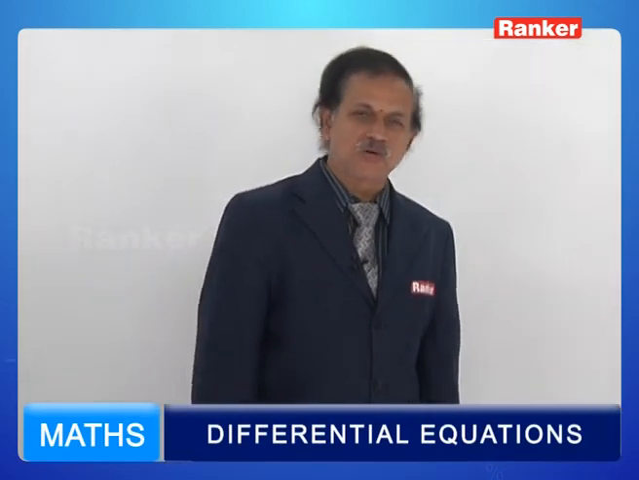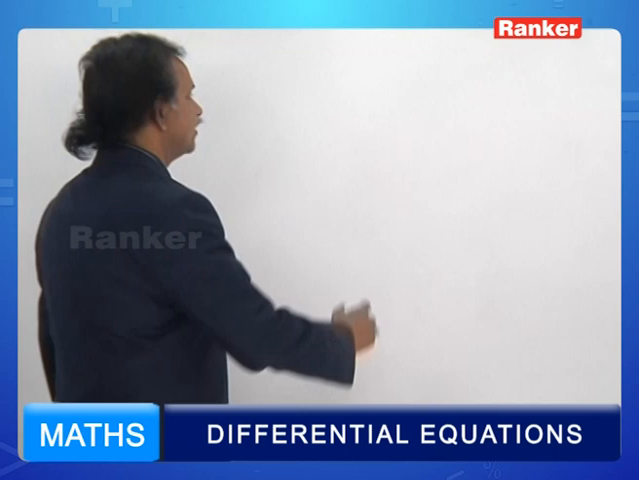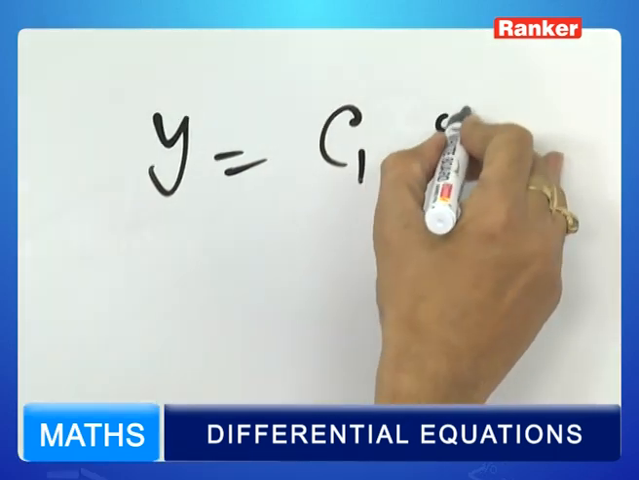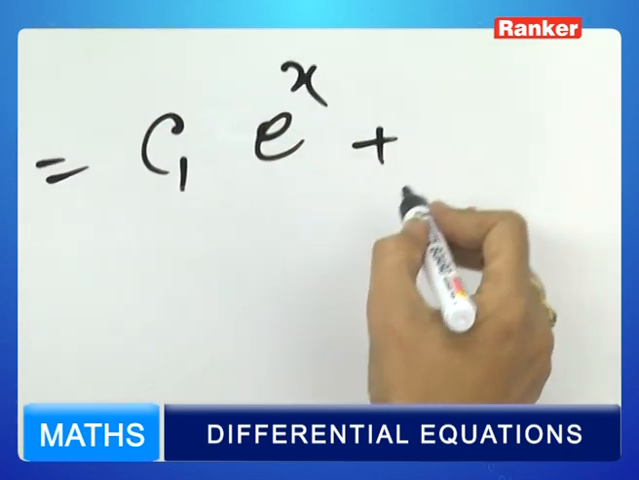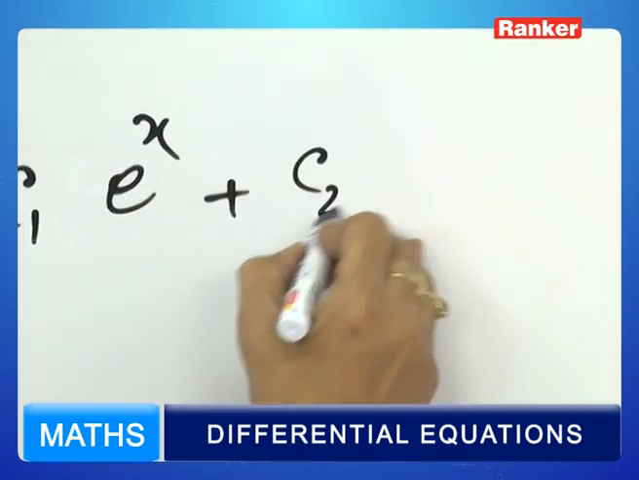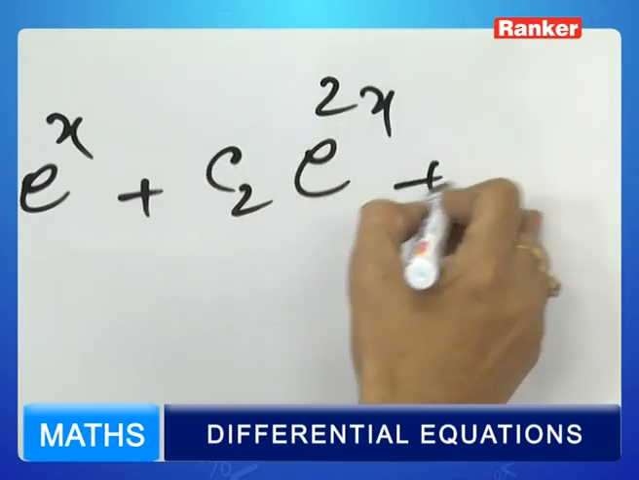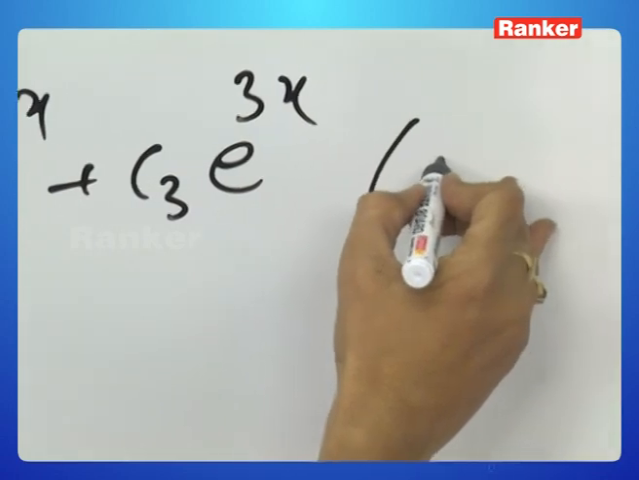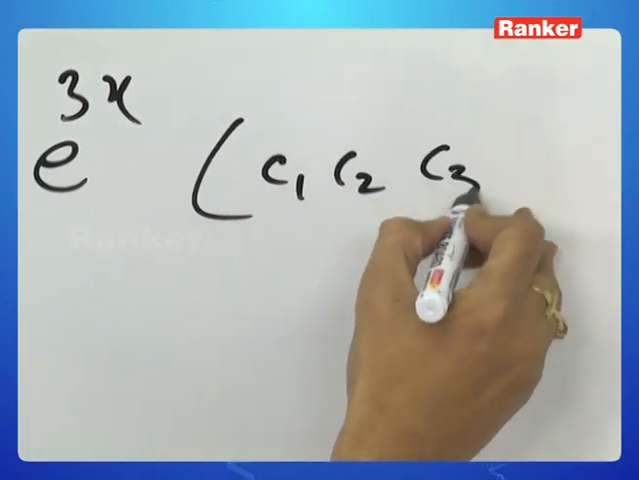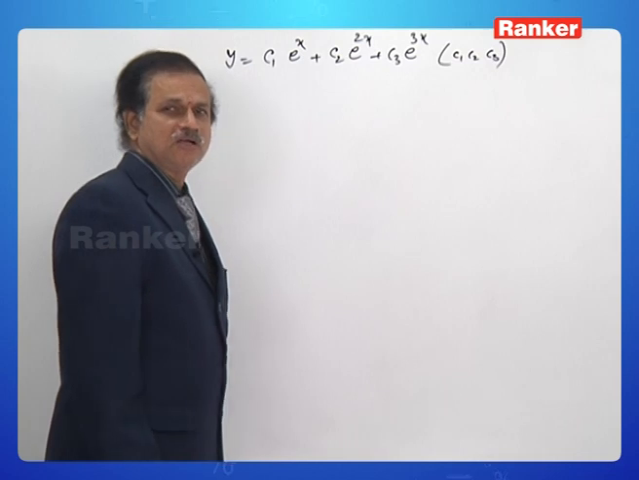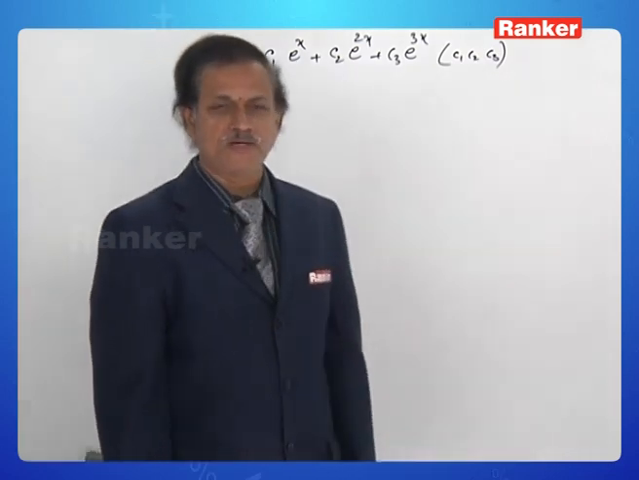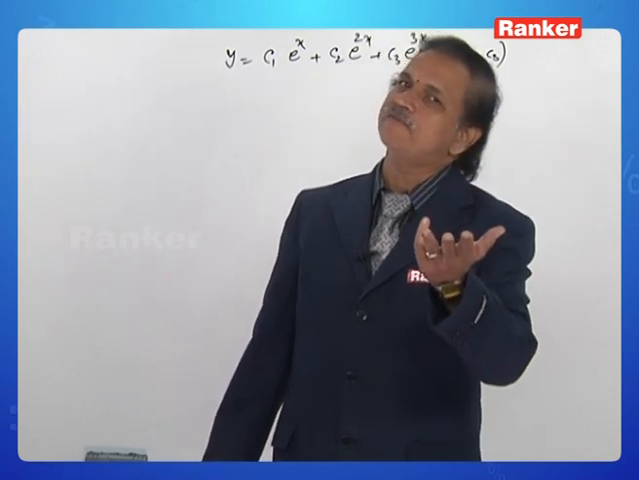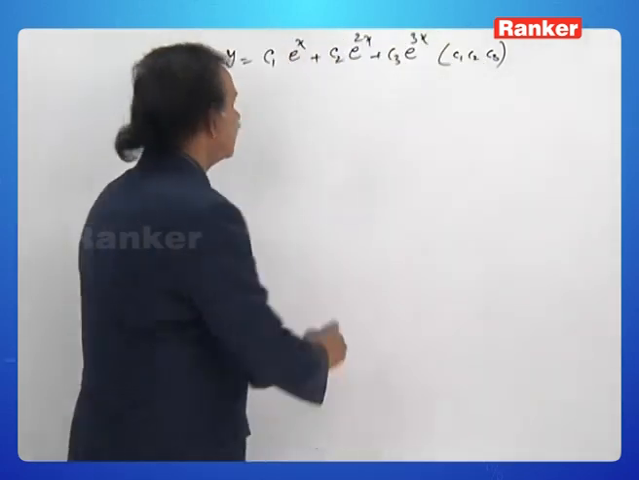One more. Let us look at one more such problem. Find the differential equation of the family of curves whose equation is c1 e power x plus c2 e power 2x plus c3 e power 3x, eliminating the constants c1, c2 and c3. How many constants are there? 3 constants are there, so 3 constants are to be eliminated. How many times can you differentiate? 3 times. Let us do that.